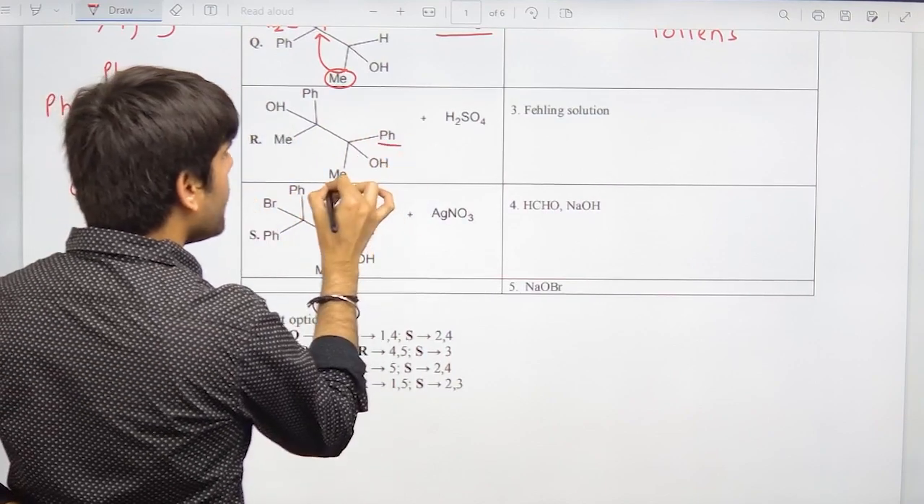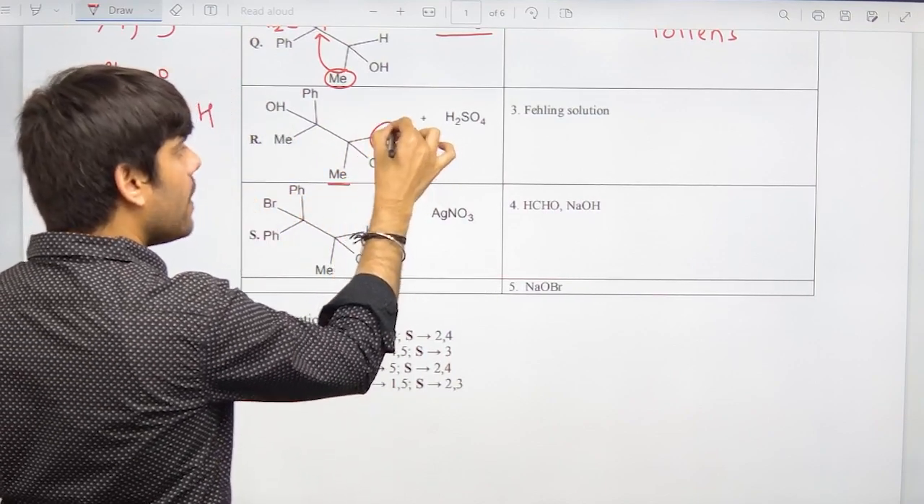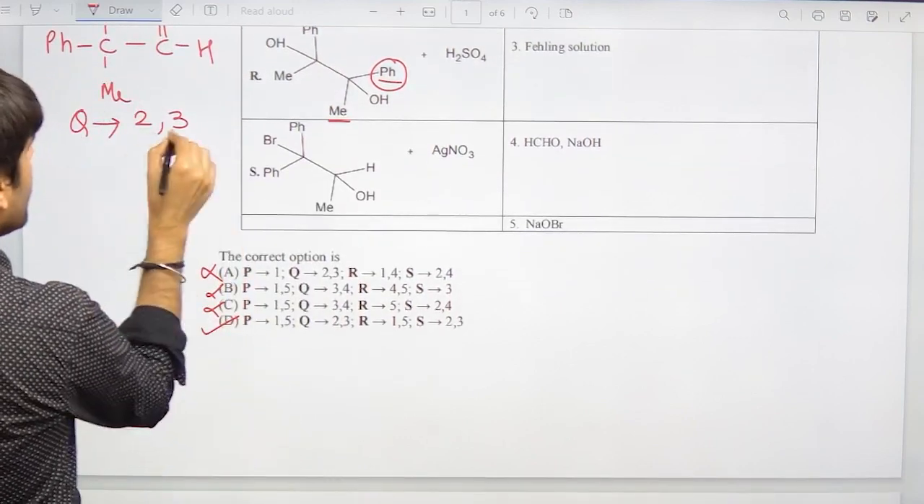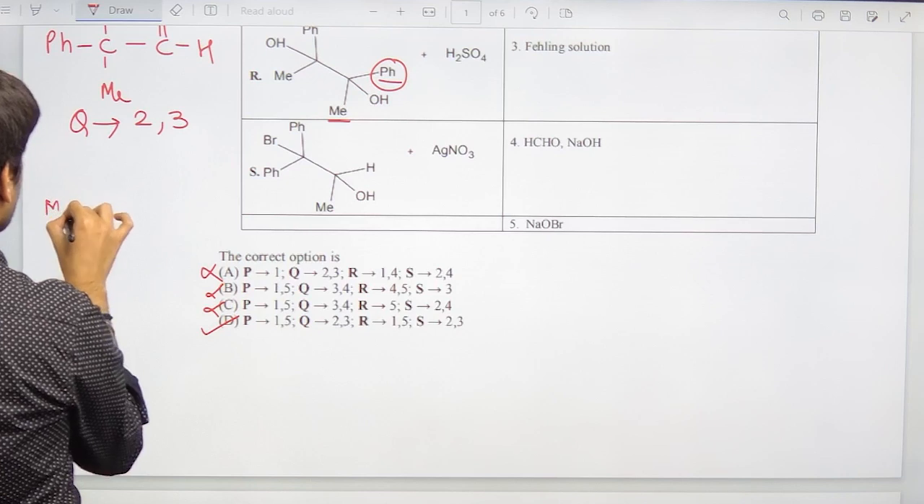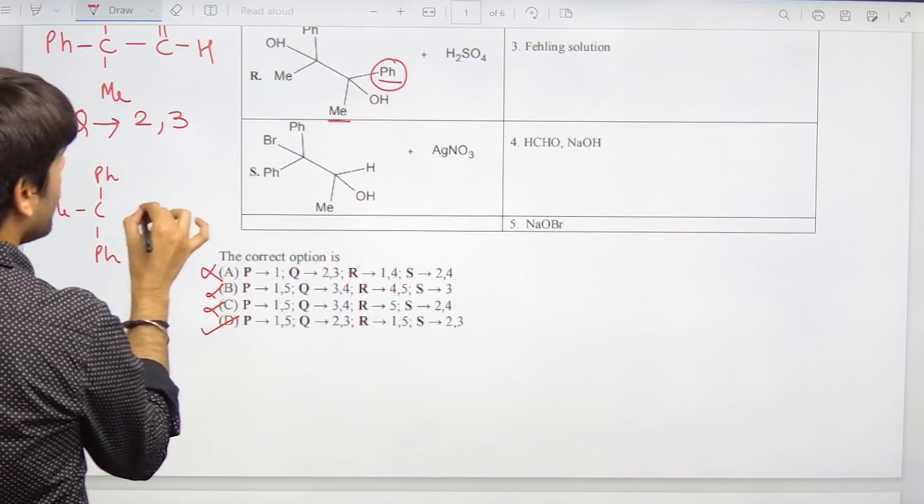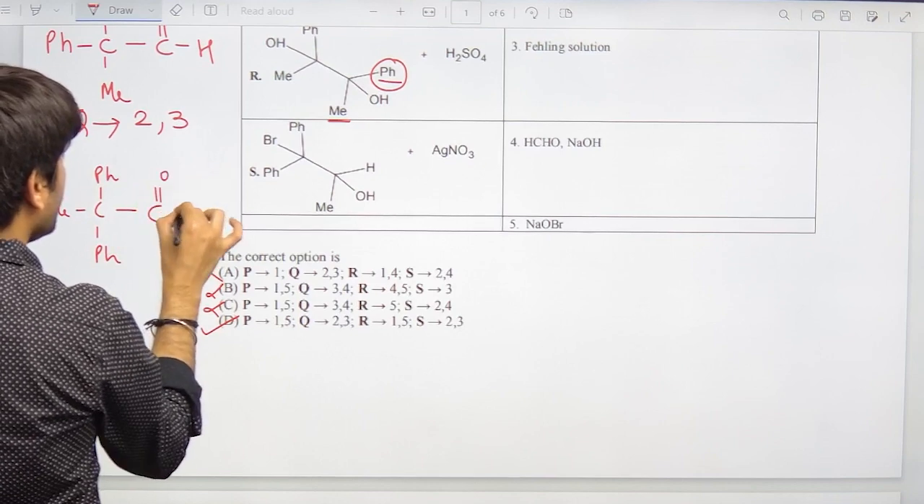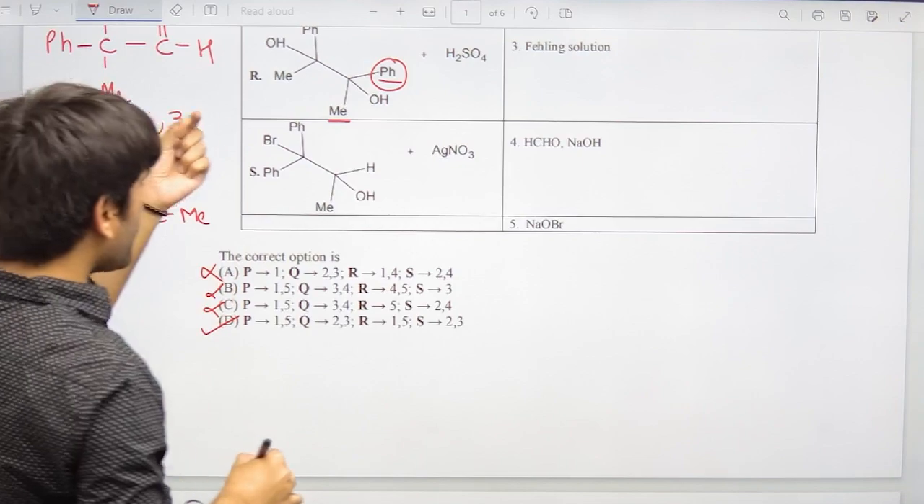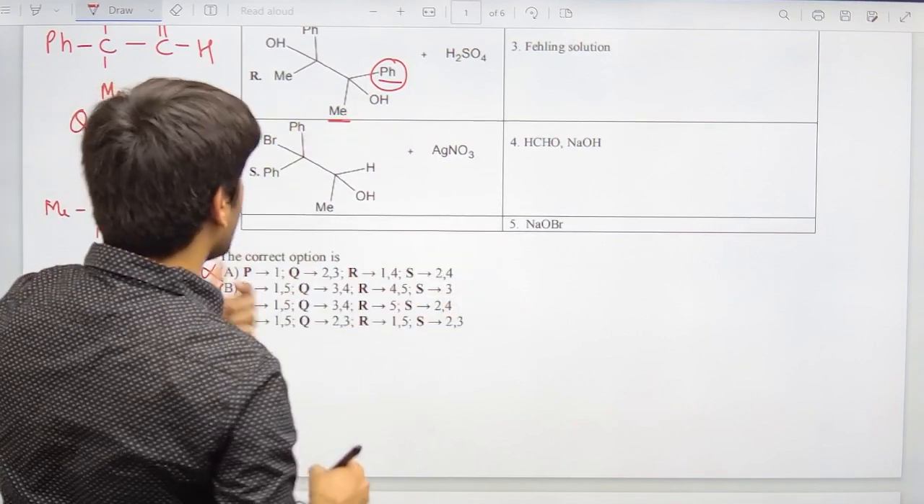In phenyl and methyl, it is phenyl that will migrate, right? It is phenyl that will migrate. So in our reaction, I will get something like this, phenyl, and this is again a ketone. So this time again R will go with 1 and 5, just like the first reaction.